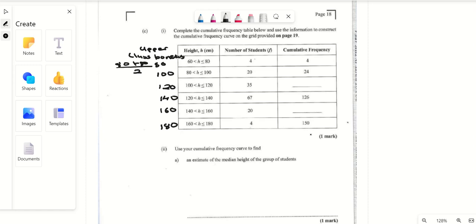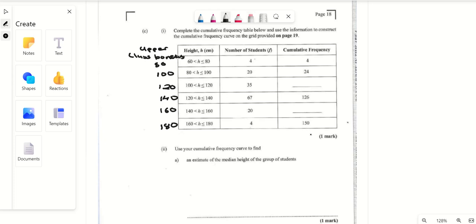So 80 plus 80 divided by 2 would give you 80, right? And then 100 plus 100 divided by 2 is 100. 120 plus 120 divided by 2 is 120. 140 plus 140 divided by 2 is 140. 160 plus 160 divided by 2 is 160. And then 180 plus 180, which would have been the next value, divided by 2 is 180. So that is my upper class boundary. So we're going to use these values here to find out my cumulative frequency.